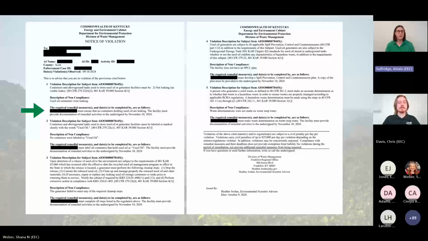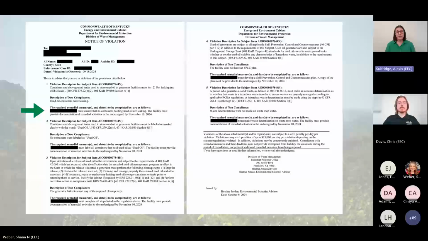And lastly, before we wrap up and do some other sections here, the required remedial measures and dates to be completed. Pretty self-explanatory. That's going to tell you how you are going to return that violation back to compliance. It will include some kind of specific measure, and it'll also give you a due date.